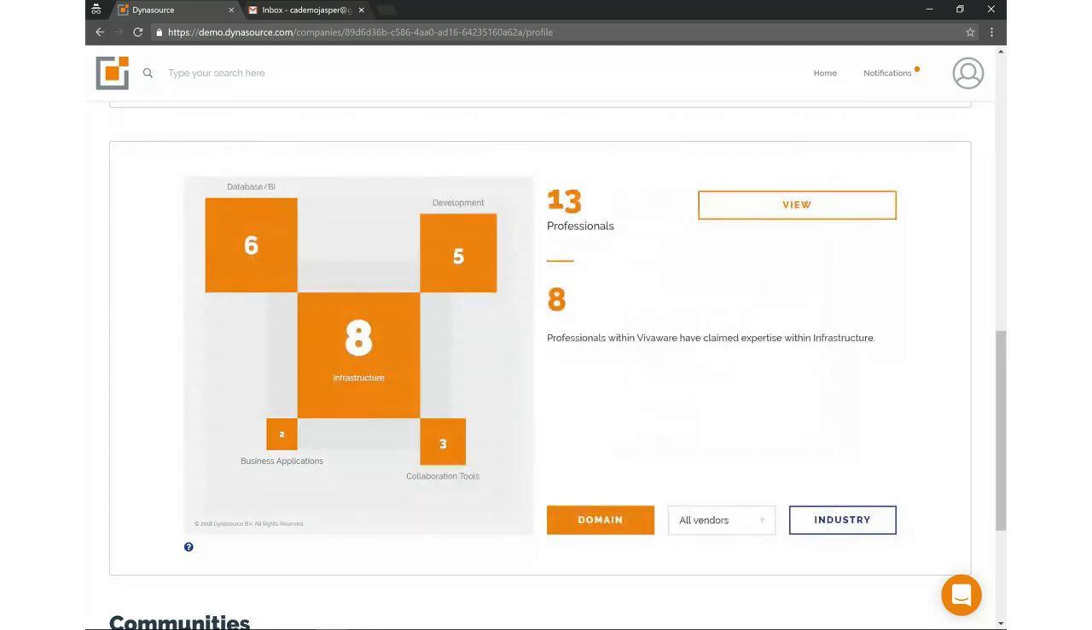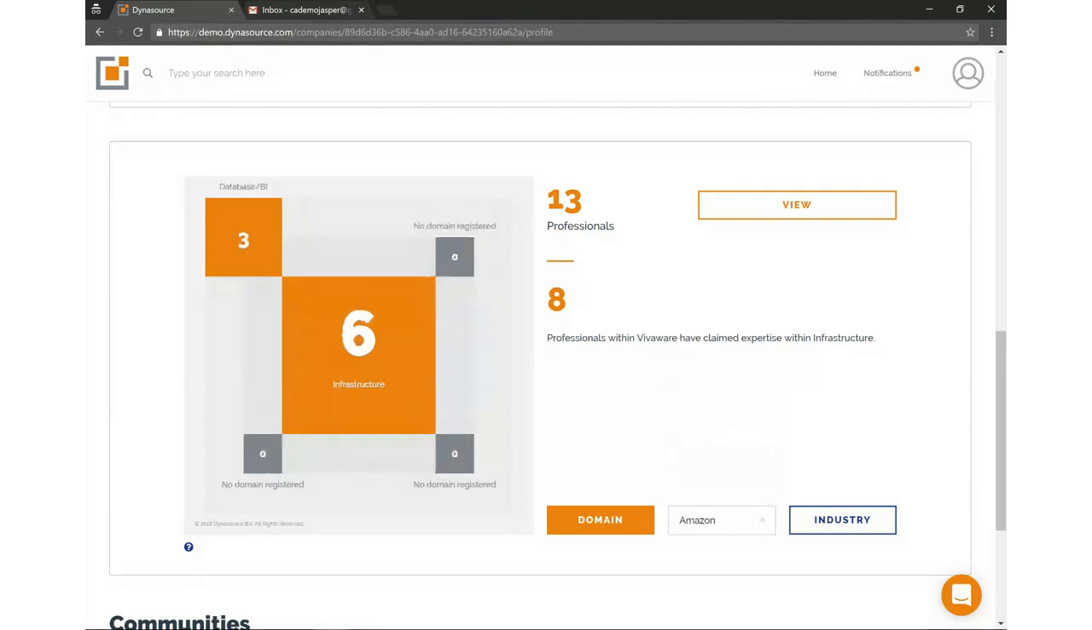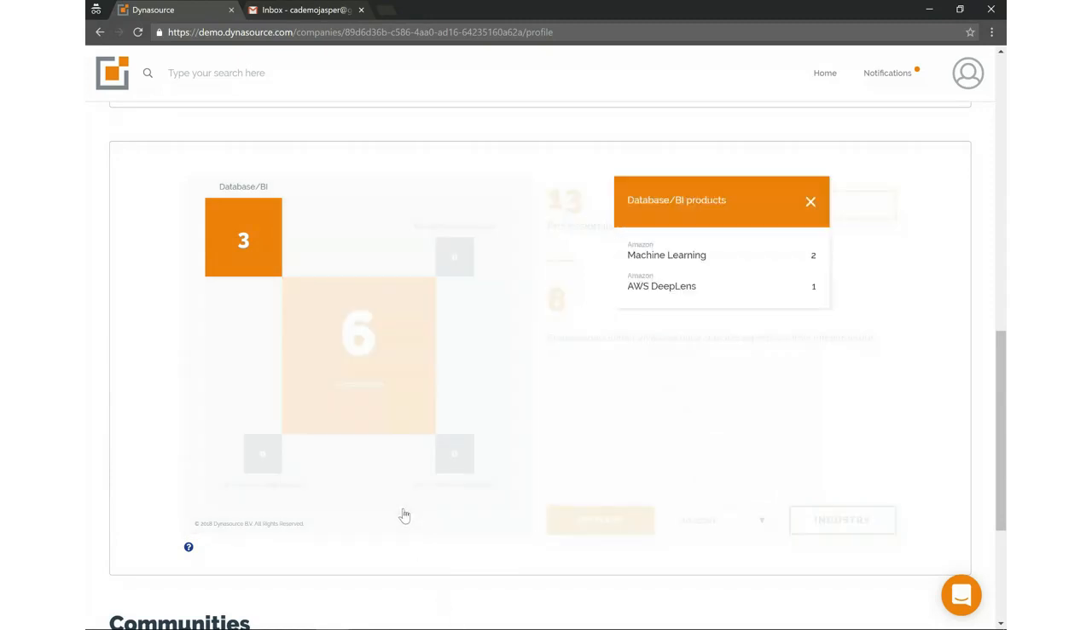In this case, we're looking for Azure, so we can filter on Microsoft, for instance, or say we do a project on Amazon, we can filter on Amazon. That will give us an overview of the Mondrian specifically with one vendor. Right now I filtered on Amazon, and I can see that infrastructure is the biggest category. They also have some skills in database and BI, machine learning, and AWS DeepLens.